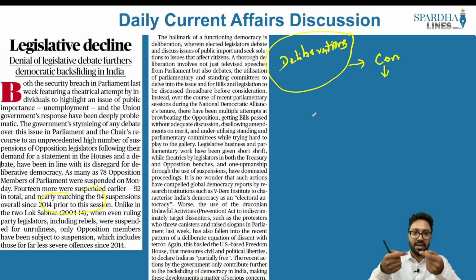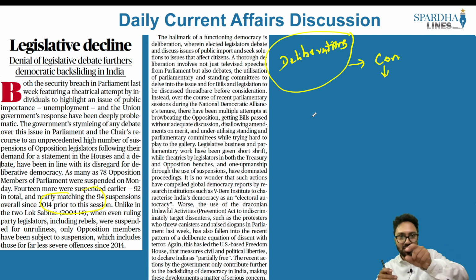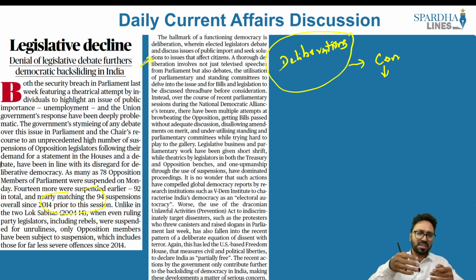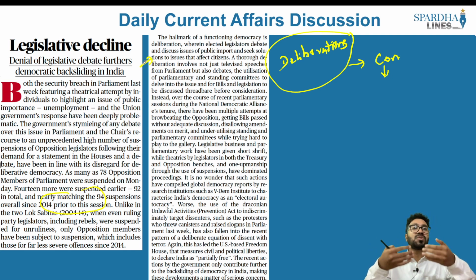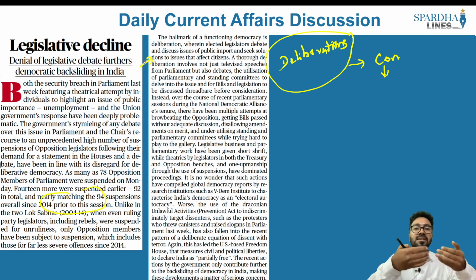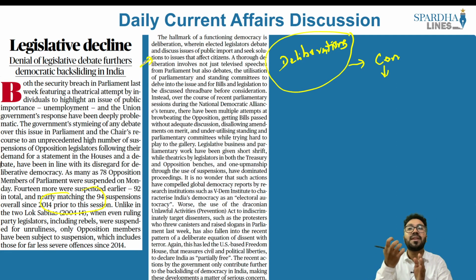If the opposition political members are not allowed to speak, this could be the fate of the future deliberations and discussions. So the hallmark of functioning democracy is deliberation, wherein elected legislature debate and discuss issues of public import and seek solutions to the issues that affect the citizens. If they are not allowed to do so, if opposition is not allowed to speak, in that particular case, they will obviously start creating ruckus. They will not be allowed to speak. They will not be allowed to discuss on bills and legislations. This is against the propriety and the principles of the parliamentary democracy, is what this article is all about.